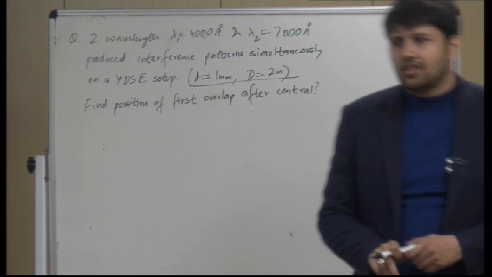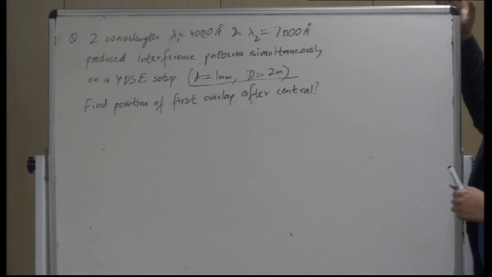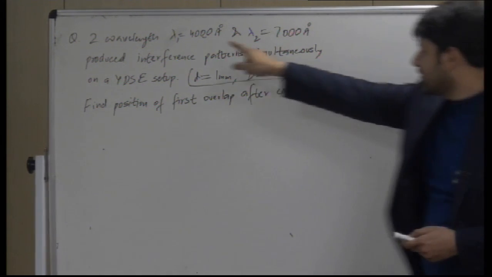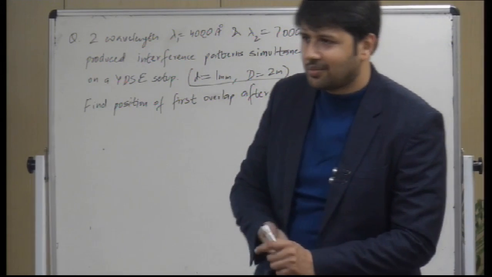You must have understood by now. It would be the 7th fringe of this one and the 4th fringe of this one. They would overlap, right? The product is the same.